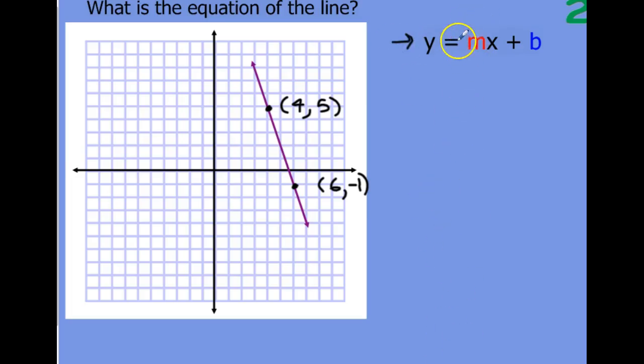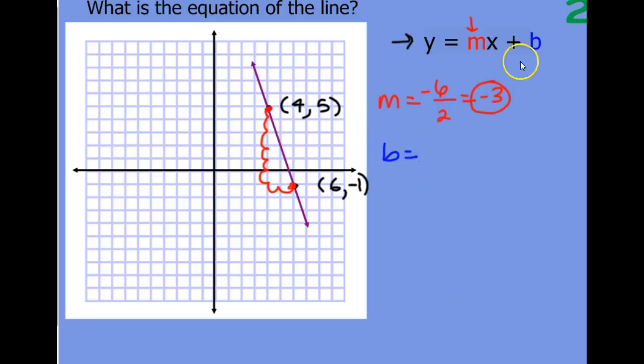Well, we know how to find our slope. We have 2 points right here. Let's just start with what we know. So let's count our slope, rise over run. We're really going down -1, 2, 3, 4, 5, 6, and over 1, 2. Well, 6 divided by 2 is 3, and it's negative. So our slope is -3.